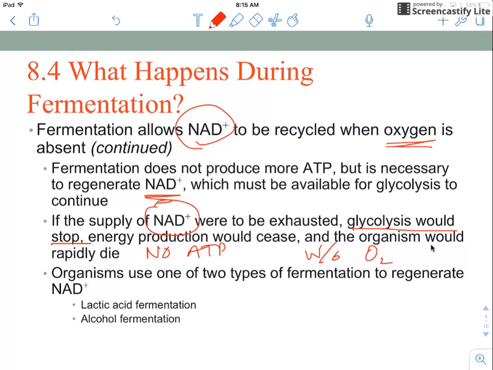There are two types of fermentation used to regenerate NAD+, lactic acid and alcohol. And basically, the type that you do is based on what kind of organism you are. So we, as animals, do lactic acid fermentation. And you may or may not have heard your coach talk about lactic acid, that burn in your muscles when you go anaerobic. That is lactic acid. That is your cells saying, breathe a little harder so I can get some oxygen, because right now we are limited.